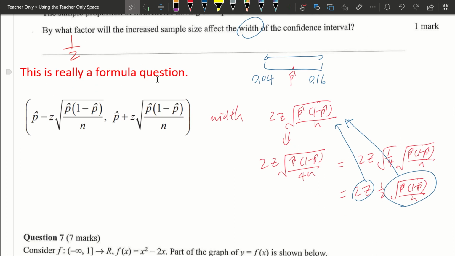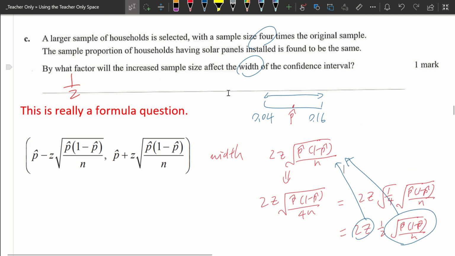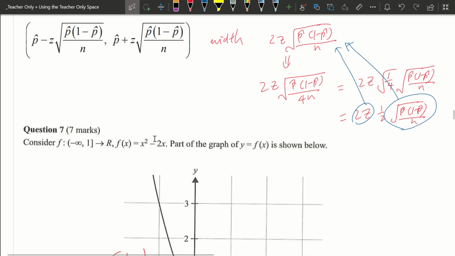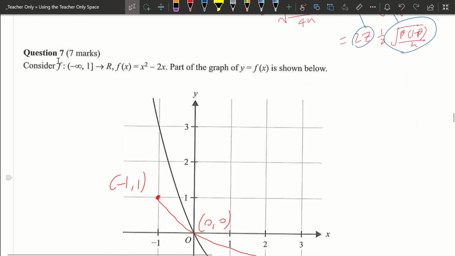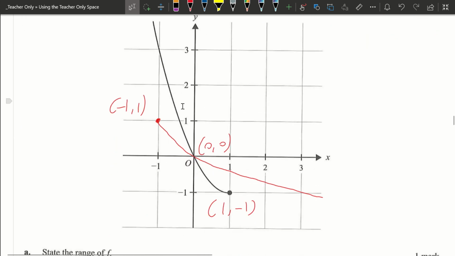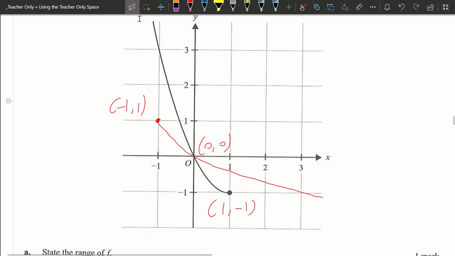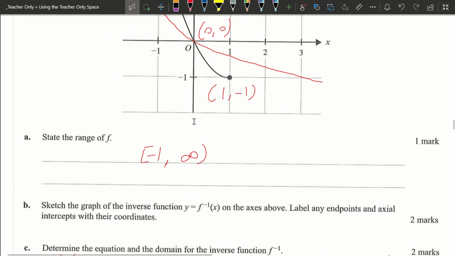Okay, so this is another formula question. Question 7. There's a domain restriction from negative infinity to 1, and the function is f(x) = x squared minus 2x. The graph is shown to you. Ignore the red part. The red part comes later. All we're given is the black curve. The red curve, I did that later.